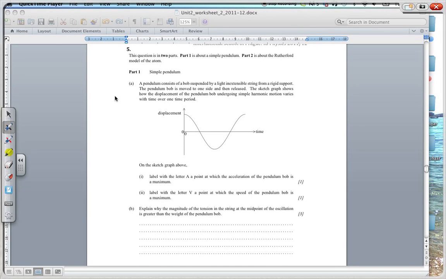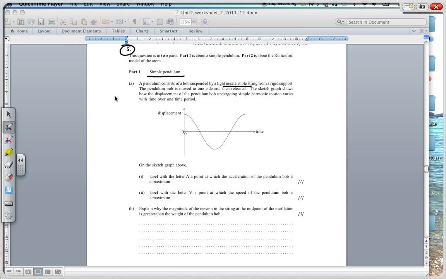Okay, so we are looking at question 5, and here we're looking at the simple pendulum. A pendulum consists of a bob suspended by a light inextensible string from a rigid support. This just means that the string doesn't extend at all, and rigid, there's no movement there. The pendulum bob is moved to one side and then released.